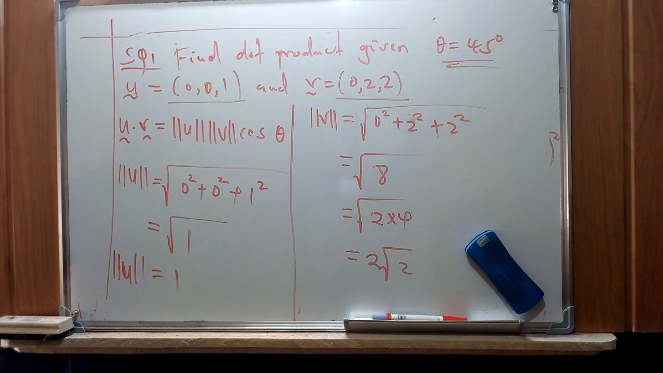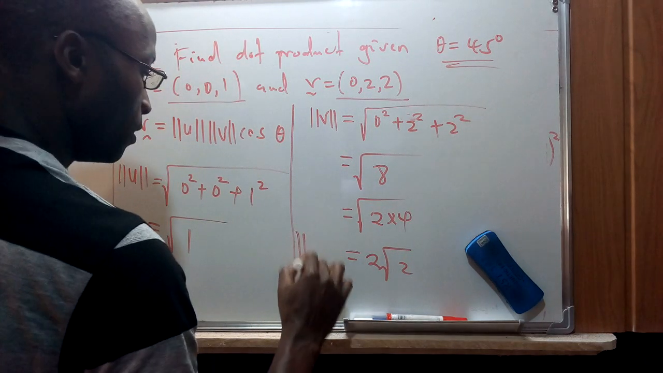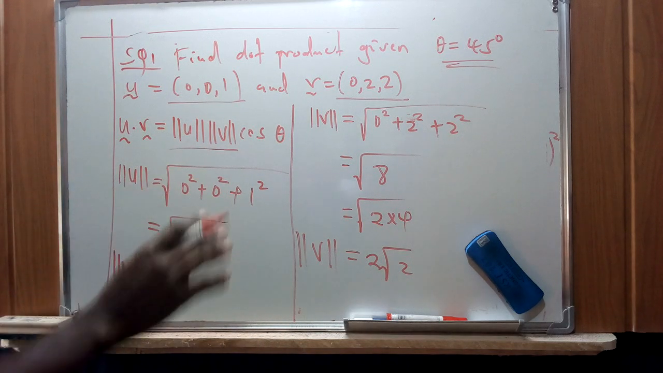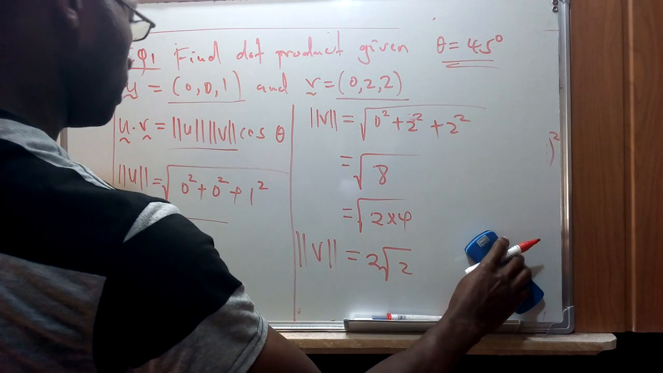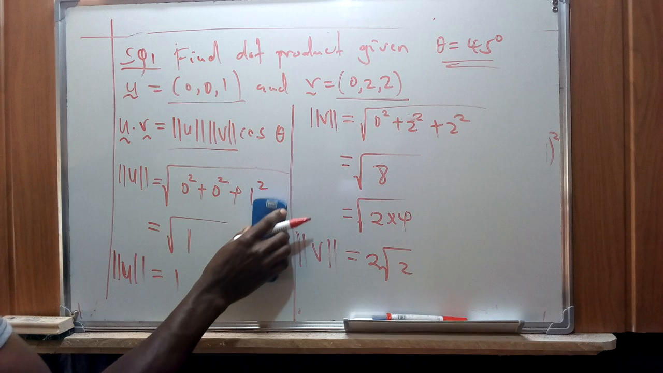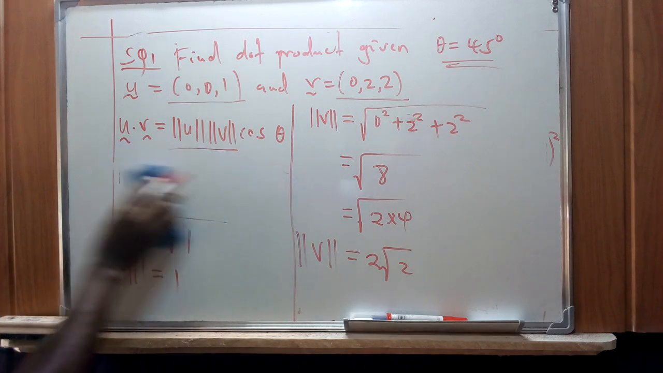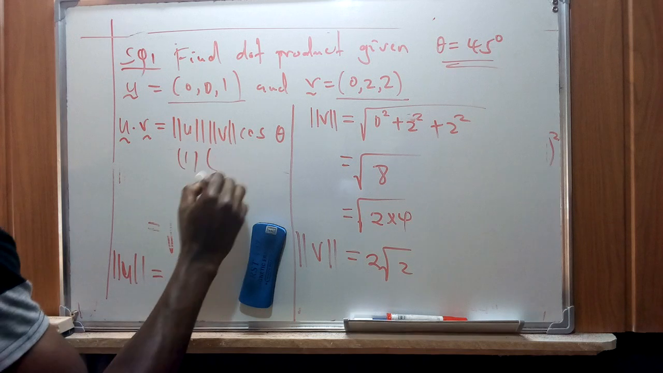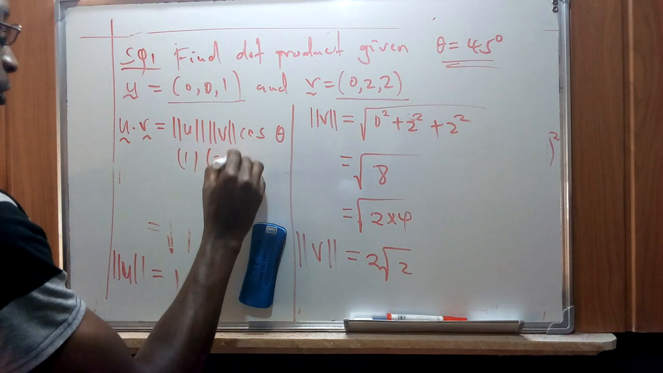Now that is correct. So therefore, having found the components for the norm of U and V, we can just do away with this and do a substitution for that case because of space. So therefore, I can just indicate that the norm of U is 1 and the norm of V is 2 root 2.